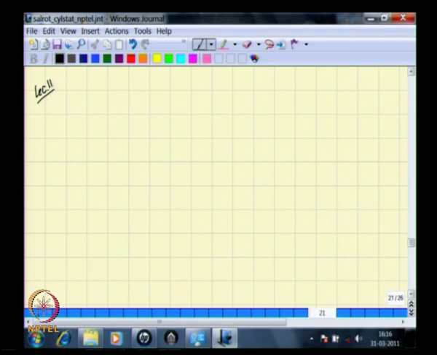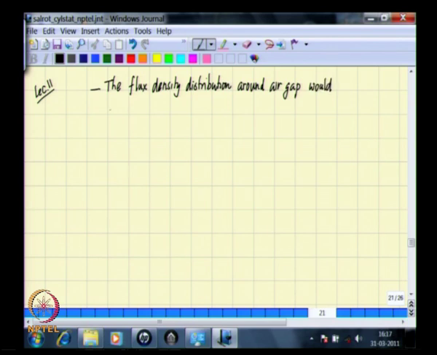The difficulties we encounter for this are, one is that the flux density waveform, the flux density distribution around the air gap, would not have a constant wave shape.